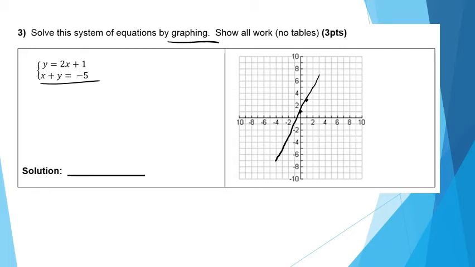And then in my other equation, again, I need to rewrite this for y equals. So y equals negative 5 minus x, since I have to move the x to the other side. And so now I have an intercept of negative 5, and I have a slope of negative 1. So down 1 over 1, down 1 over 1. And if I go ahead and graph these here, I can see my solution approximately here is (negative 2, negative 3).